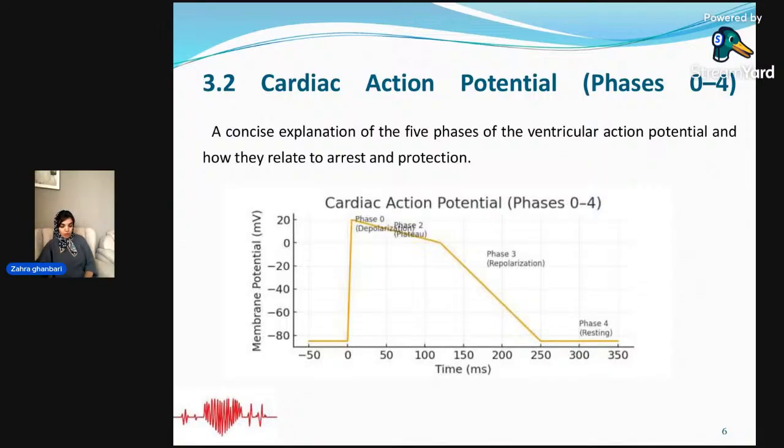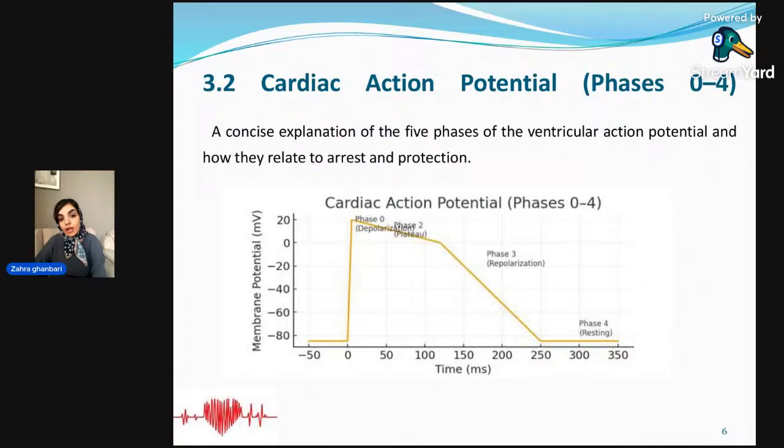Phase 2, the plateau, leads to a balance between calcium influx and potassium efflux, and it leads to sustained contraction. Phase 3, repolarization, leads to strong potassium efflux and the membrane returns to negative. The last phase is phase 4, the resting state, where sodium channels remain closed and the cell is ready for the next cycle. I think it's better to talk about this more easily.